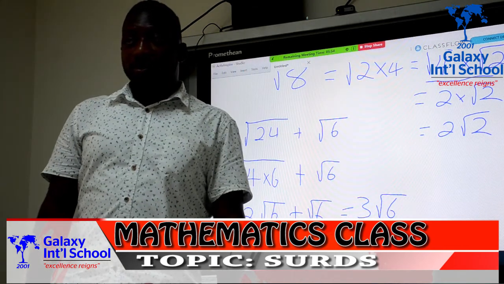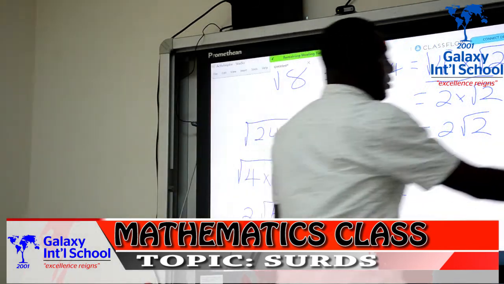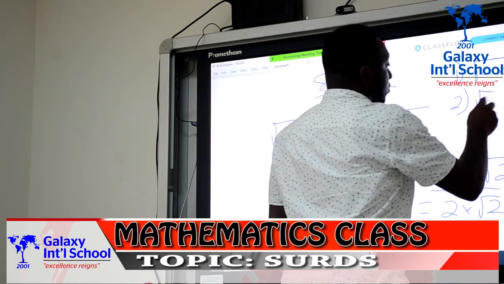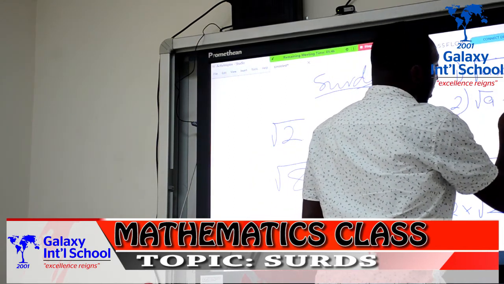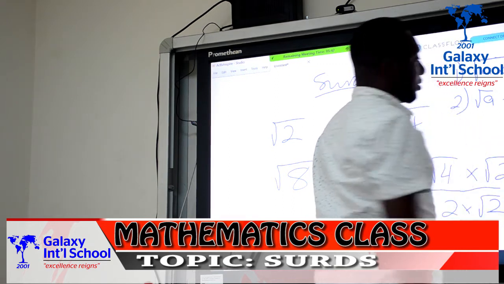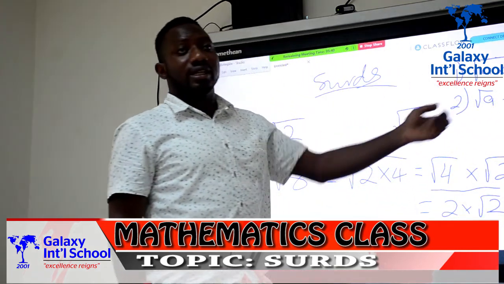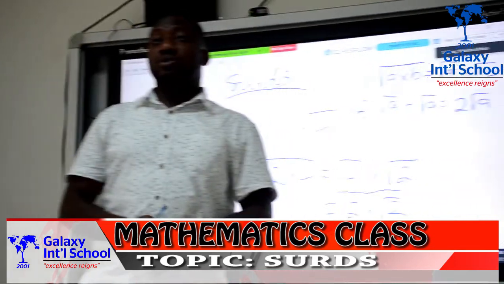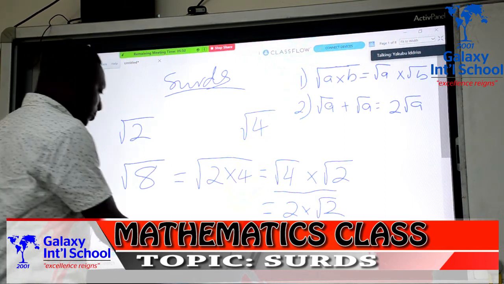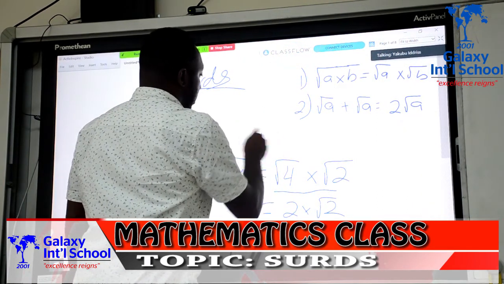So root A plus root A gives us 2 root A. That is, if the numbers in the square root are the same, we can add them together. Let's come to the third one.